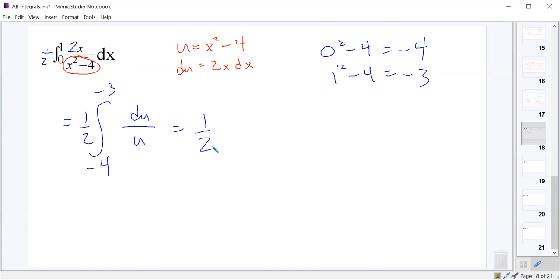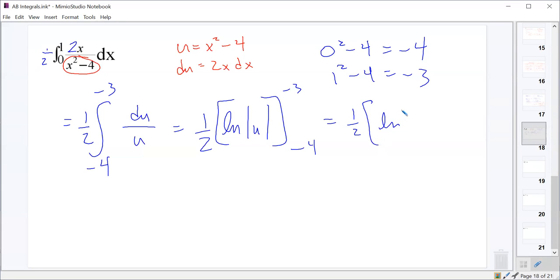And hopefully you've gone through over the weekend like I asked you to and memorized all of the integrals on that sheet. What's the integral of du over u? Natural log absolute value of u. Oh, sorry, this is a definite integral, so no constant. We'll just evaluate from -4 to -3, which ought to give us 1/2 natural log of 3 minus natural log of 4, which is a good answer.